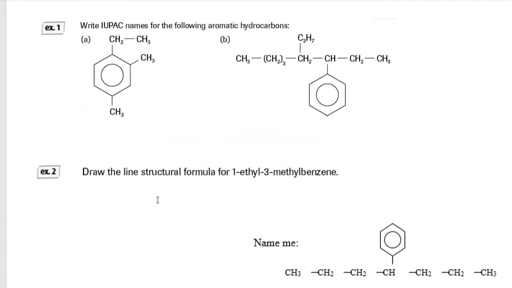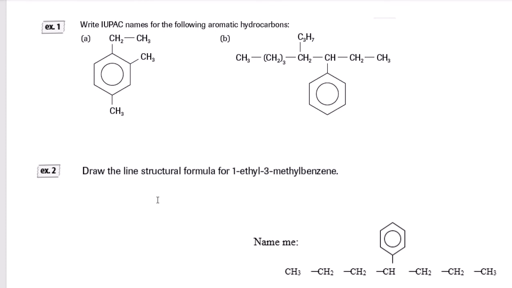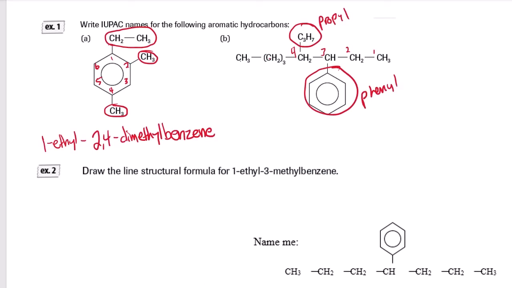So why don't you try naming these ones, and I will pause the video here and try naming these example ones. I will name them, and then I'll put them up here and meet up with you. Okay, hopefully you gave those a try. So the first one, I can name the benzene as the backbone. So as I number around the ring, it would be 1-ethyl-2,4-dimethylbenzene.